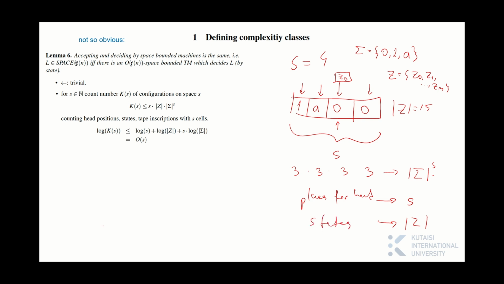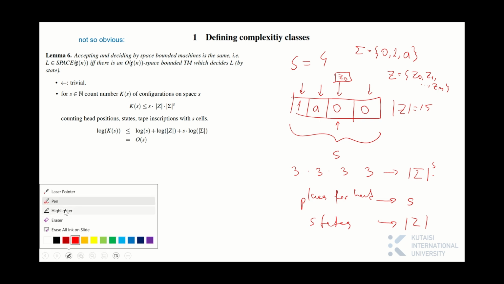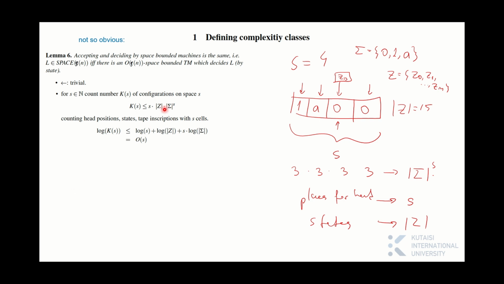So you take S, and if I go to my laser pointer, there are this many strings, this many states, and this many places of my head. So on space S, I can have this many configurations. By KS, I denote the number of configurations on space S. So KS is less than or equal to this, the most amount of things, counting head position, states, and so on.